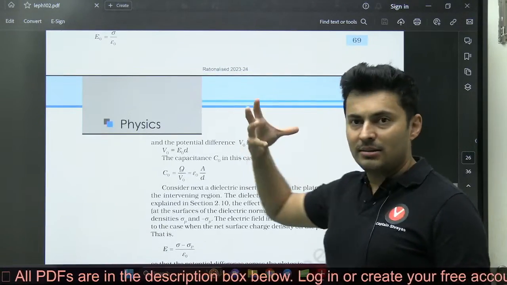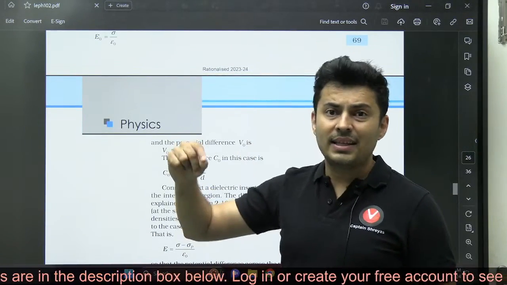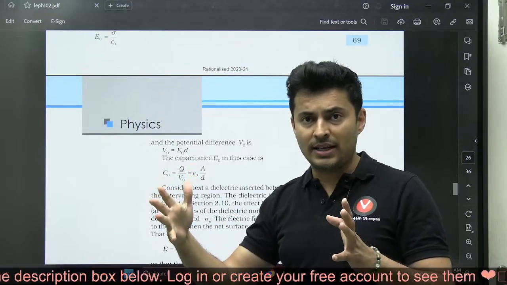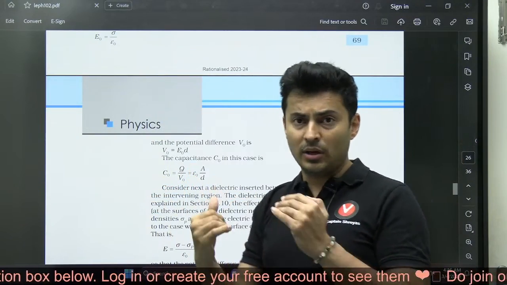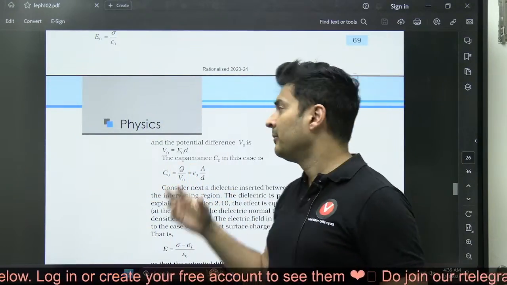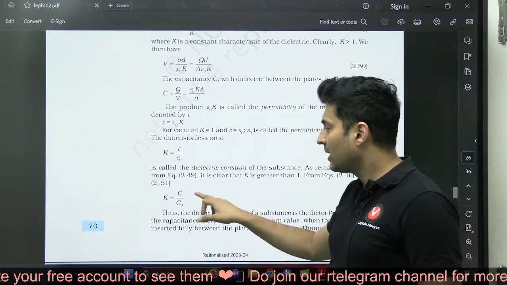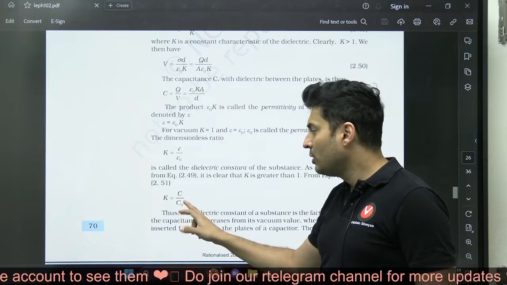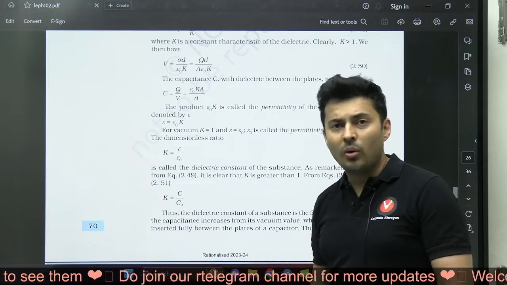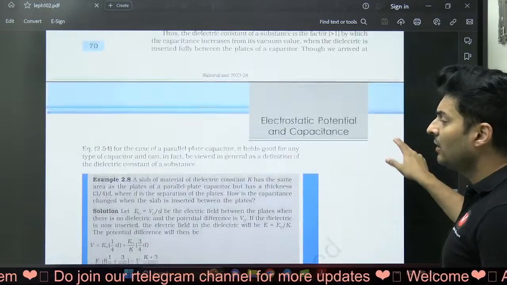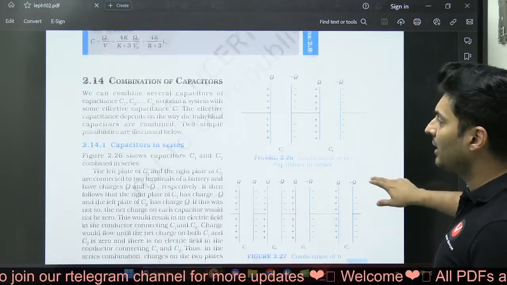The field tries to reduce. So to compensate that, excess charge comes on the capacitor to compensate for that loss and maintain the field. So the capacitance increases K times. The new capacitance is K times the old capacitance. The K is not Coulomb's constant, it is the dielectric constant.